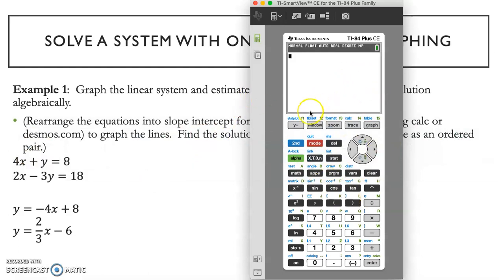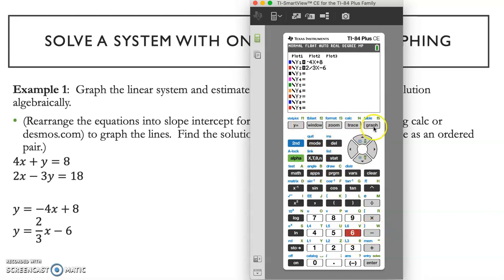So on your graphing calculator, go to your y equals menu. And this is where you can enter equations to graph. So we'll type in negative, so use your negative sign. For a variable, you use this key, pressing it once, you'll get an x plus 8, and then arrow down to your second equation line. We'll just say 2 divided by 3, x, and then minus 6.